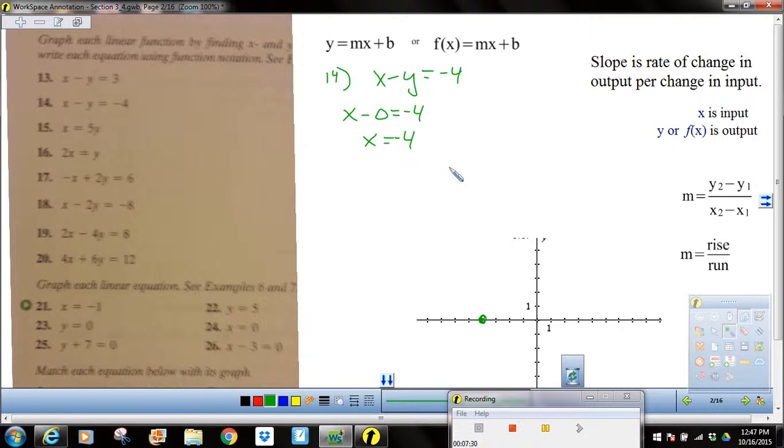To do the y-intercept, I do the exact same thing. I will say, I'm going to change colors here. X has to be 0 on the y-axis, because that's when x is 0. So 0 minus y equals -4. That would be -y equals -4. And we end up finding that y equals +4. 1, 2, 3, 4.